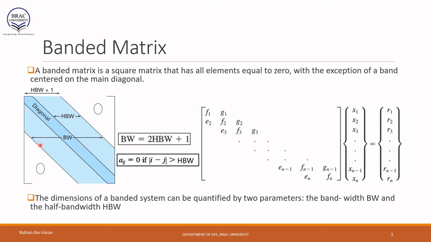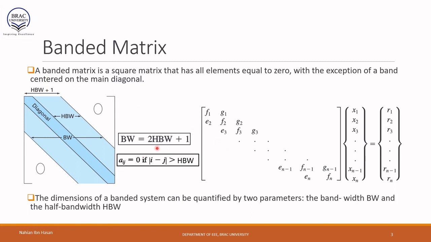If you want to find the width of this banded matrix, which is BW, it can be denoted as twice HBW plus 1. What is the HBW? HBW is the width of the band on one side, that means on one side of the principal diagonal. So this is the HBW in the upper triangular case, and this is the HBW for the lower triangular case. So there are twice HBW terms and the diagonal term is 1, and that's why this formula comes from: BW equals twice HBW plus 1. BW is also known as the bandwidth, and HBW is known as the half bandwidth. These two parameters quantify the banded matrix.